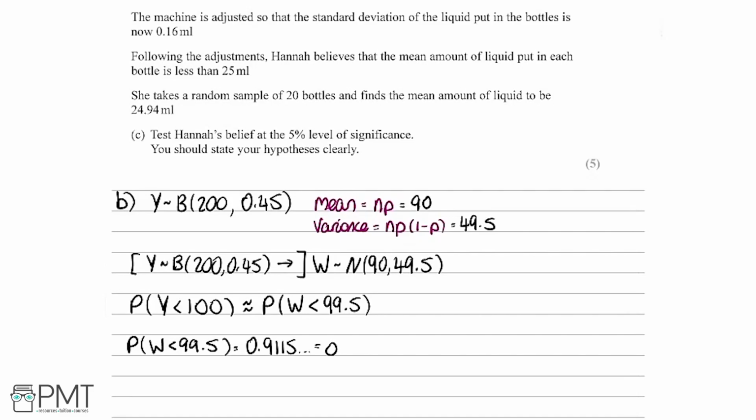which equals 0.912 to 3 decimal places. So you get 1 mark here for this line, and we get a second mark down here, so for implementing the continuity correction. Then we get the third and final mark for the correct probability of 0.912.